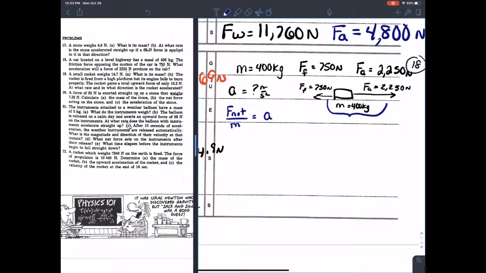When you plug this in, the net force is the sum of the two forces. We have 2,250 newtons, and since the 750 is acting in the opposite direction, we subtract those. We divide it by your 400 kilograms, and you get an acceleration of 3.75 meters per second squared is what you end up with.